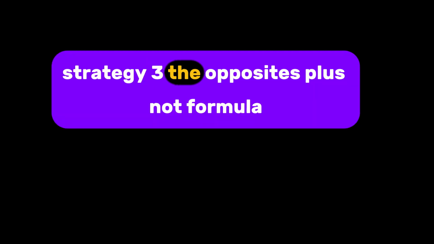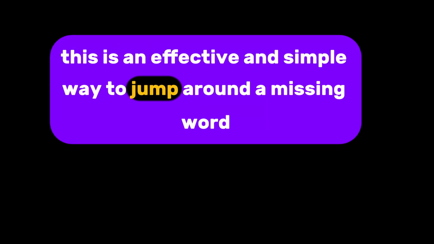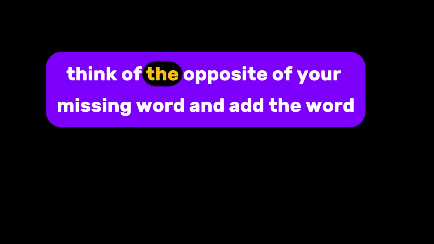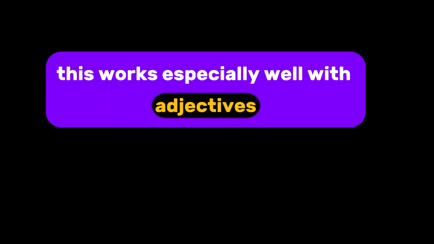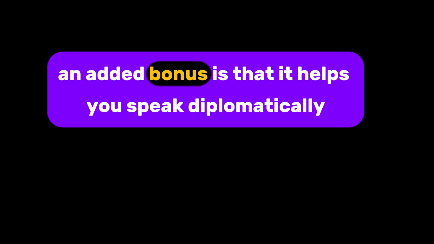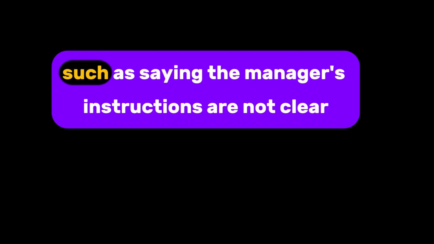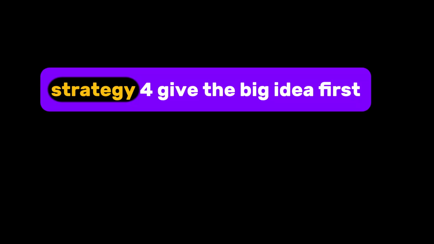Strategy 3. The opposites plus not formula. This is an effective and simple way to jump around a missing word. Think of the opposite of your missing word and add the word not in front of it. For example, if you forget ugly, take the opposite, beautiful, and say, "That car is not beautiful." This works especially well with adjectives. An added bonus is that it helps you speak diplomatically and avoid certain negative words, such as saying, "The manager's instructions are not clear."